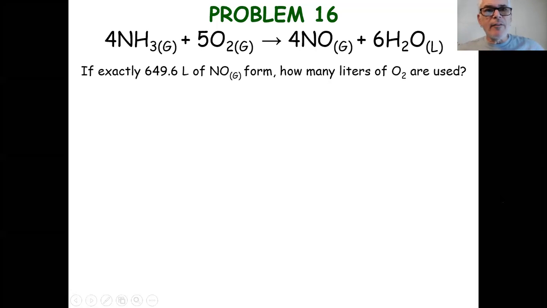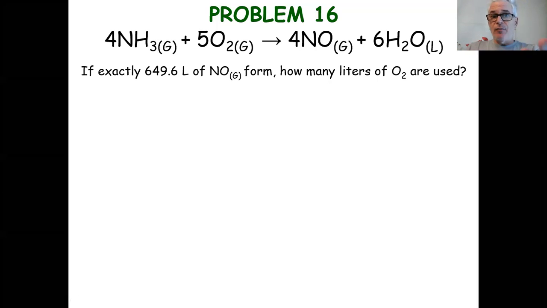Here we are, kids, at the very end of stoichiometry, questions 16 through 20. This is question 16. We have kind of an unusual balanced chemical equation. Doesn't really fit into our simple five possibilities, so we'll just go with it. The question starts out: what if you had 649.6 liters of NO gas form? How many liters of oxygen did you need to start?